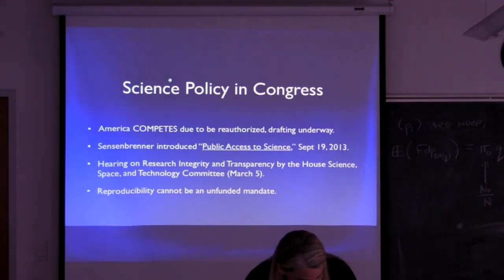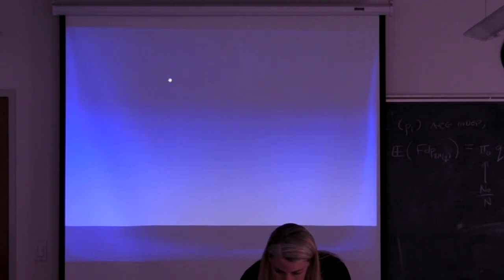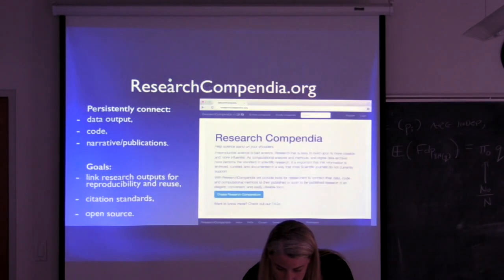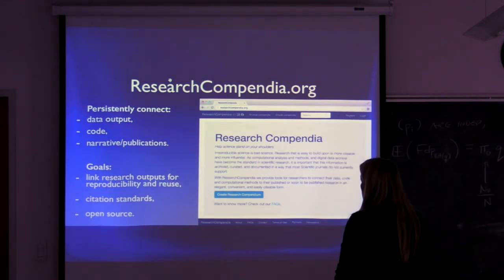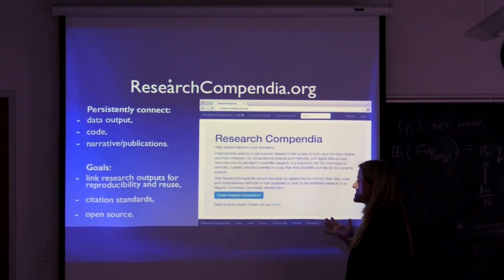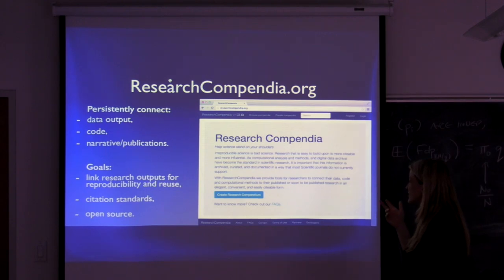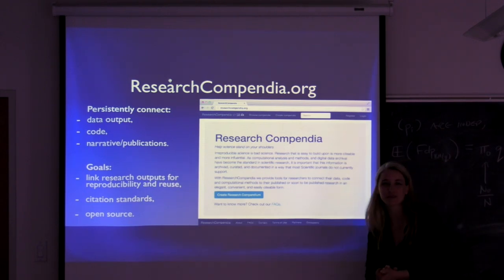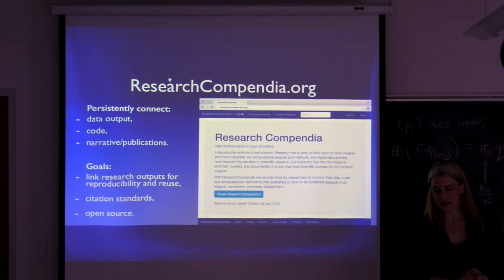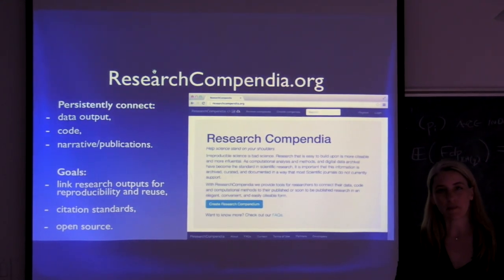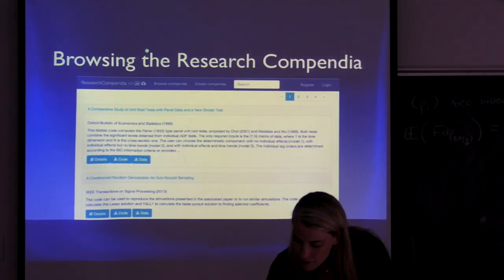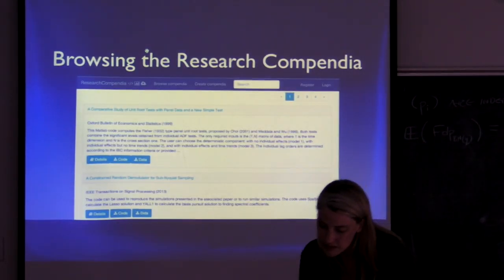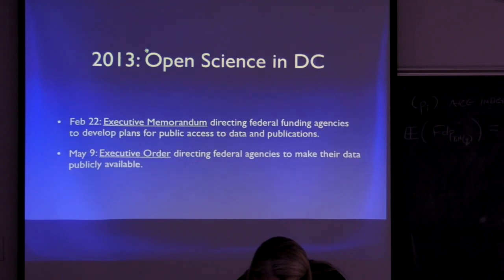So I'll take just the last few moments, and I'm happy to have questions on any of the other stuff, on just one thing that I've been working on, which is research compendia. It's actually evolved a little bit since this page, but what we're trying to do with research compendia is a very simple rough cut at trying to associate code and data with a published paper. So on the website, we would have, okay, maybe I can just go out there, it'll be a little more accurate.